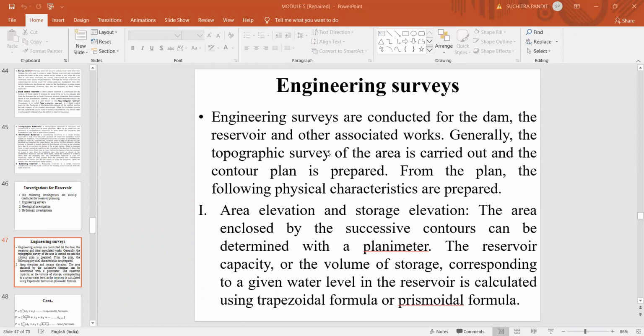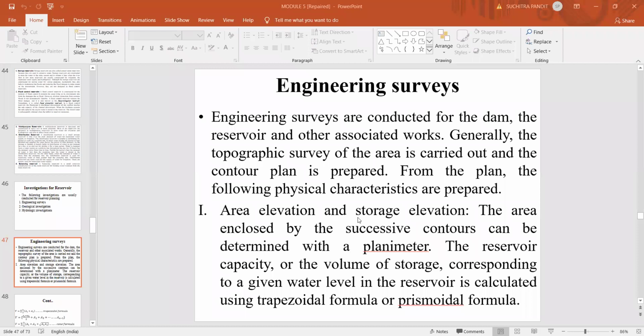So you have proposed a new tank in a particular place, but before selecting a particular place for any reservoir structure, these three investigations are a must. One is the engineering survey, wherein we prepare the topographic map of that particular area. And also the engineering survey gives knowledge about the area elevation and storage elevation, because this is most important.